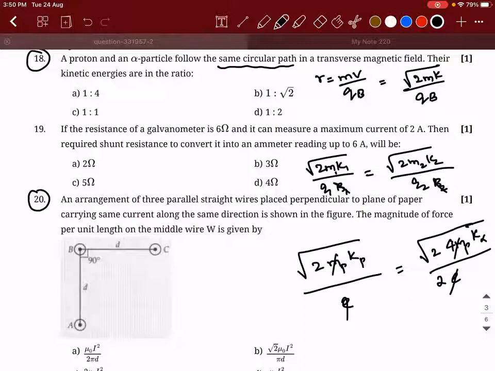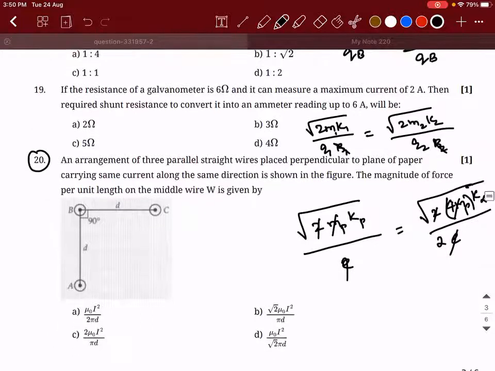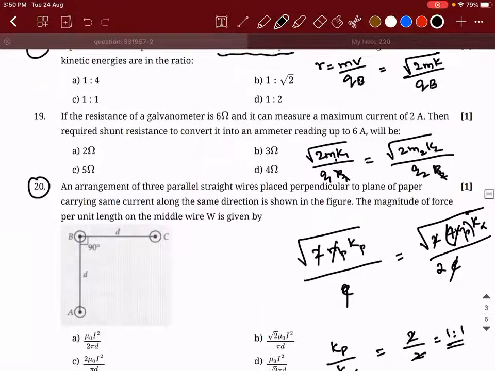So e and e will get cancelled. m_p and m_p are gone. 2 and 2 are gone. So Kp divided by K alpha is equal to 2 divided by 2. The answer should be 1:1. So their kinetic energies will be in the ratio 1:1. Okay. So 19th, everybody got it?